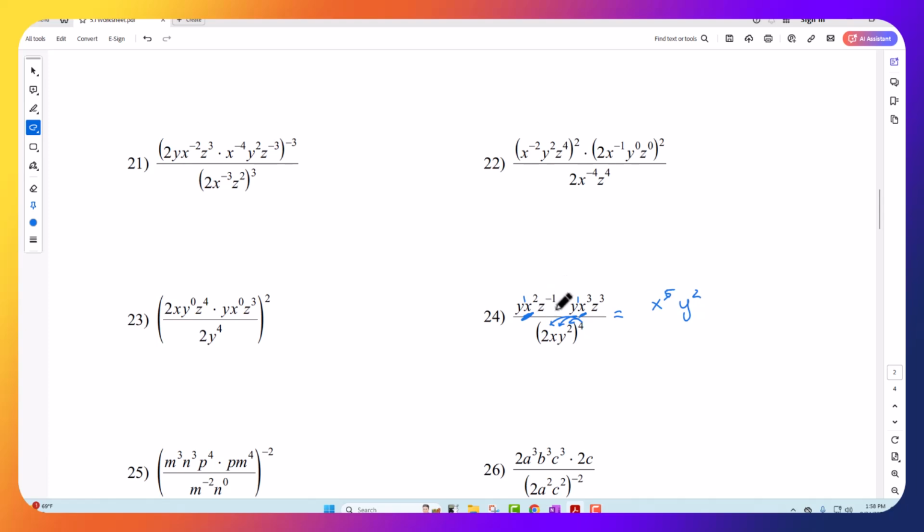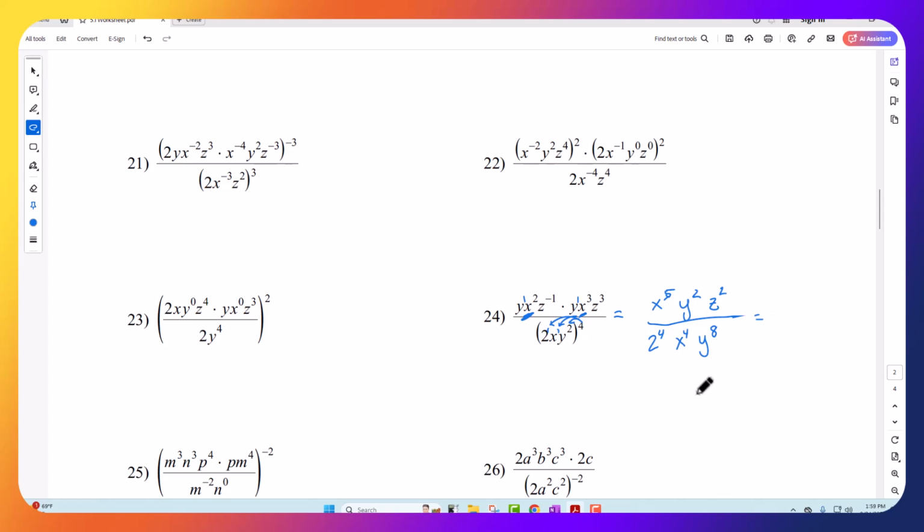And z negative 1 with z3, when I add negative 1 to 3, I should get z squared. All of that is over, and this is important, this 2 has an exponent of 1. The x has an exponent of 1. So that'd be 2 to the 4th, x to the 4th, and y to the 8th.